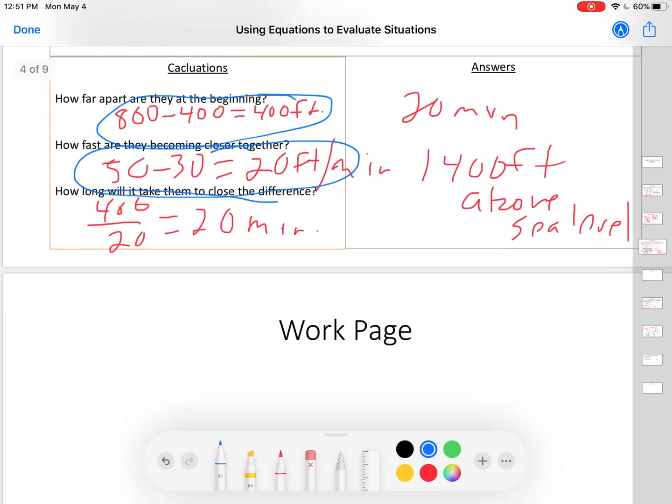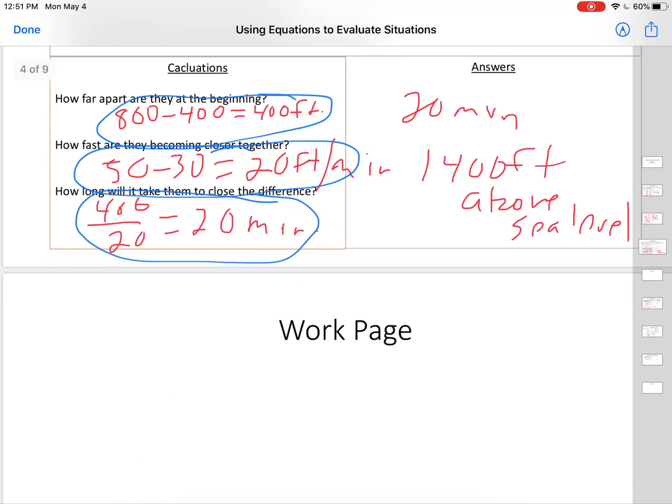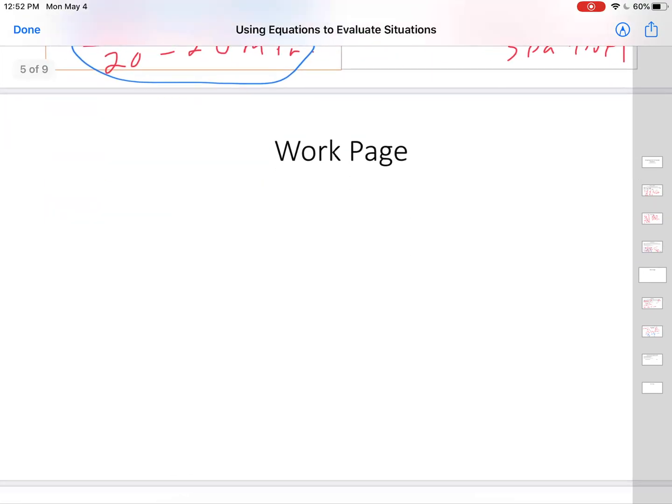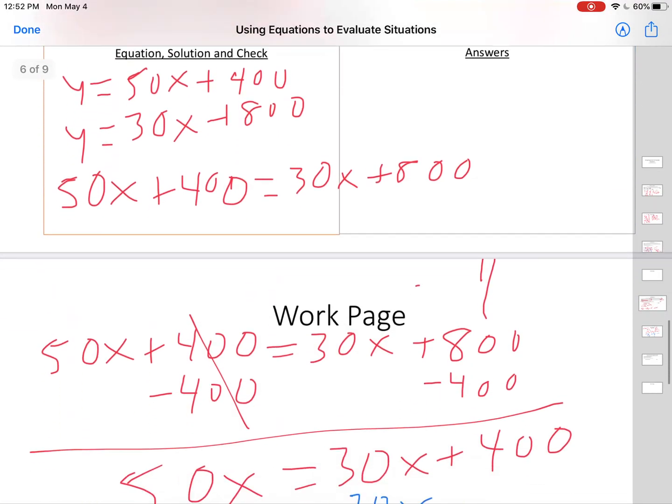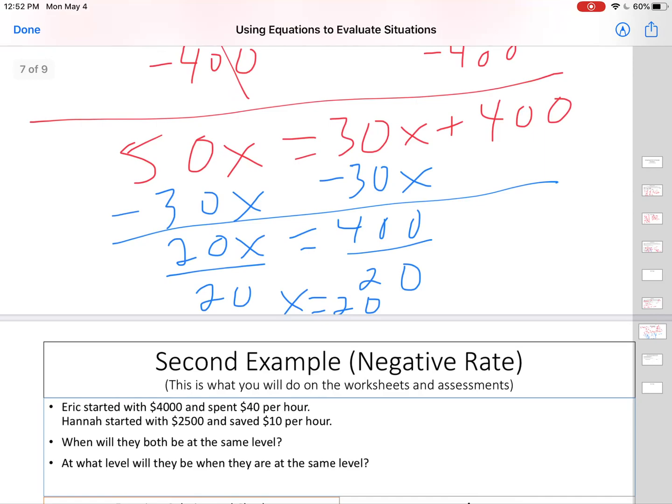That's what we did right here. We did 400 divided by 20, which was the rate, the amount that we were apart, divided by the rate of closing, equals the number of minutes. All right, and that's what we did right here in the equation. Solving the equation is the same as finding the calculations.